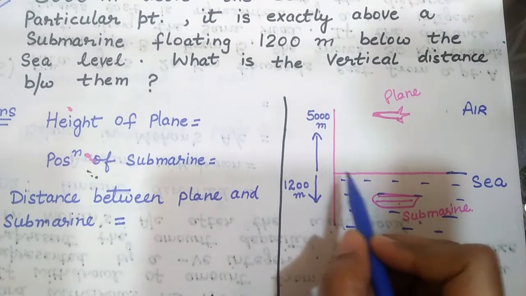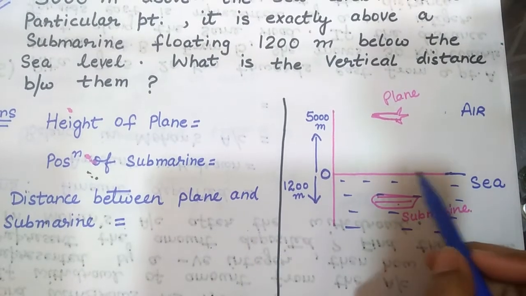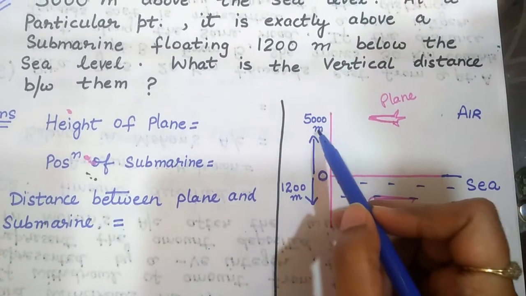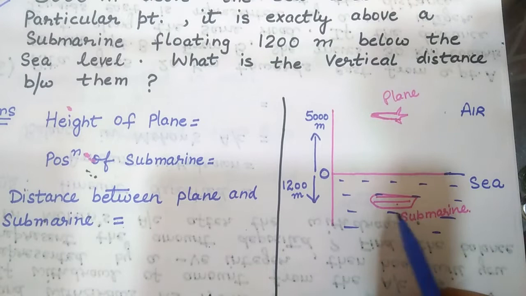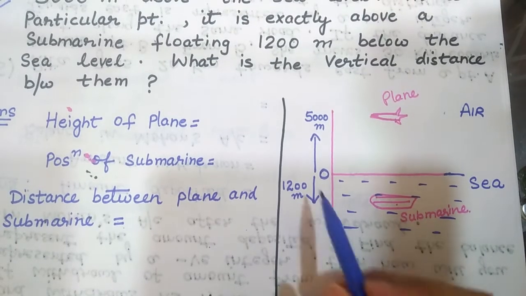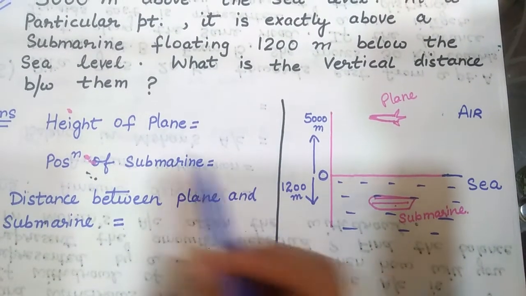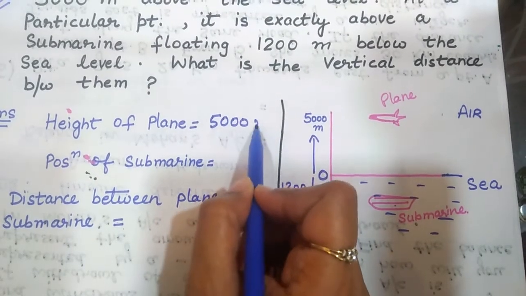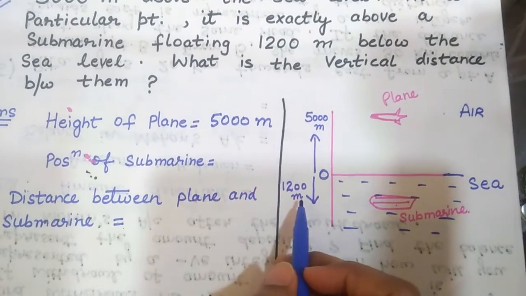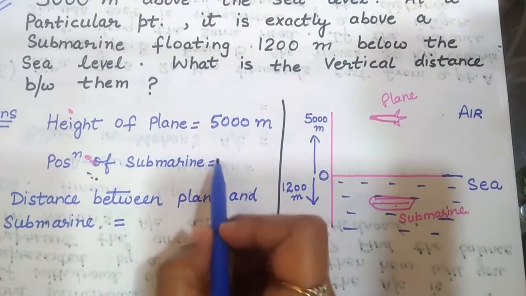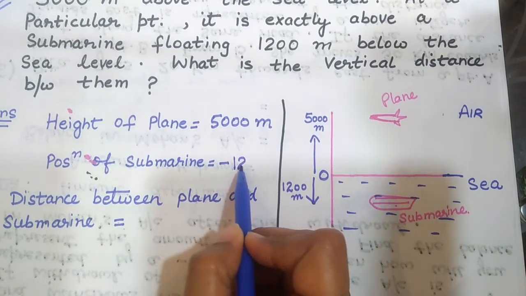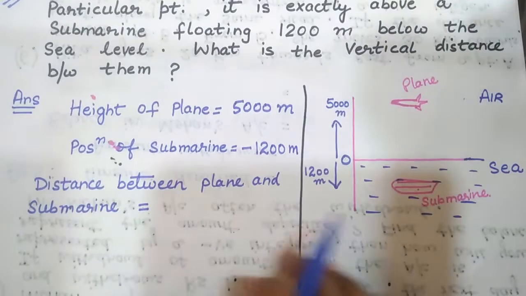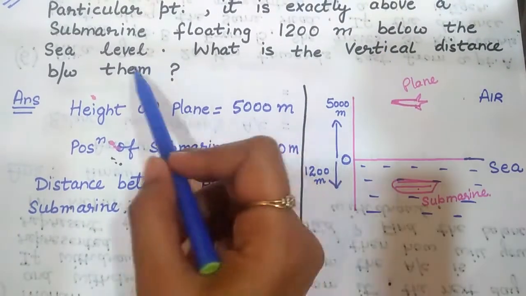Suppose this is the level of the sea, and the plane is flying above it 5000 meter distance from the sea level, and the submarine is inside the sea 1200 meter. So the height of the plane is 5000 meter, and the position of the submarine is on the opposite side, so it will be a negative integer, minus 1200 meter. Now it is asked what is the vertical distance between them.